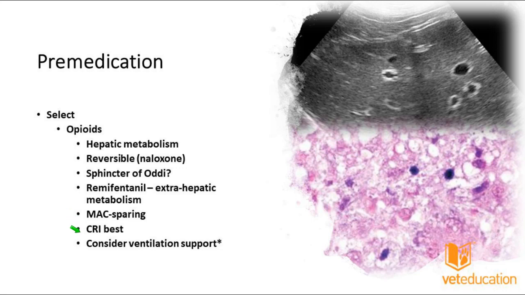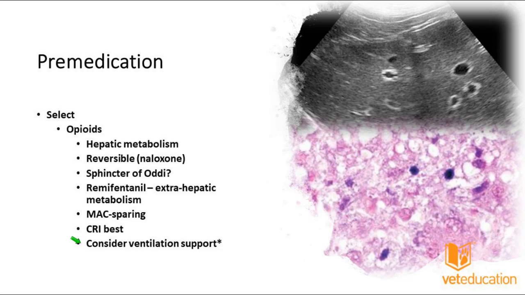We're going to use a continuous infusion. Normally I start off with a small bolus at the milligram per kilo or microgram per kilo dose that I'm going to choose, and then I put my patient on a continuous infusion to avoid the peaks and troughs of analgesia, but also to provide a more reliable MAC-sparing effect.